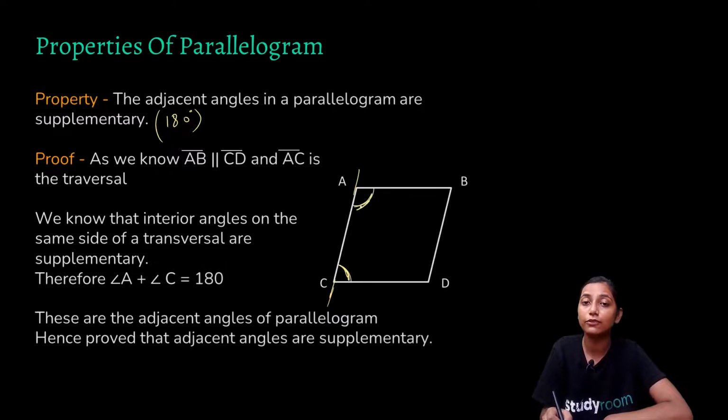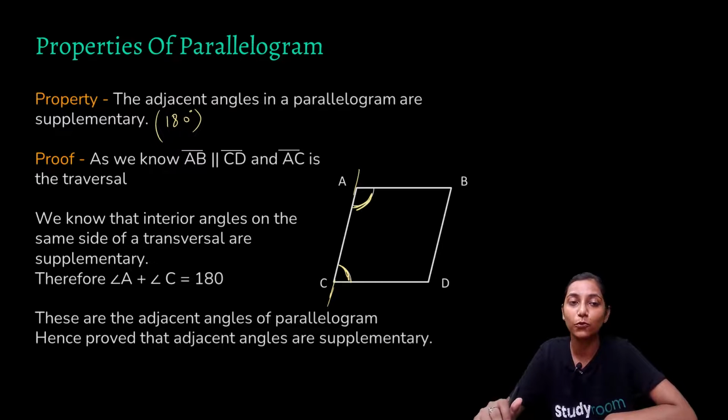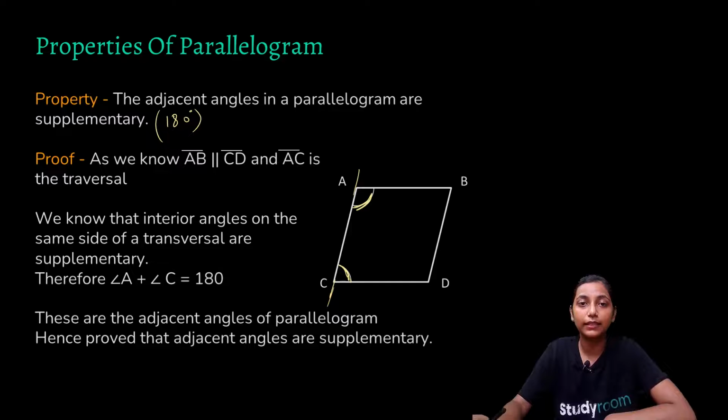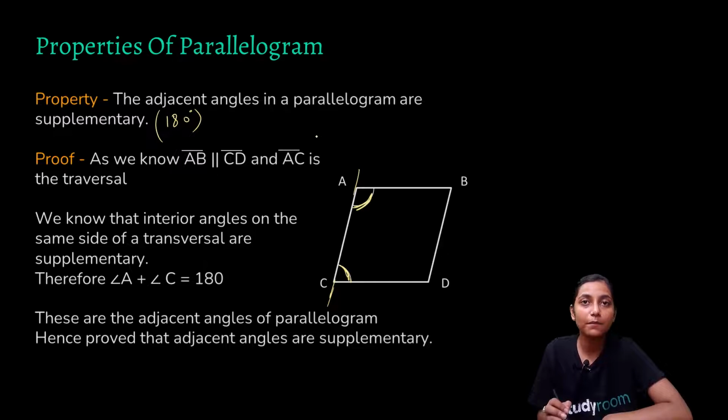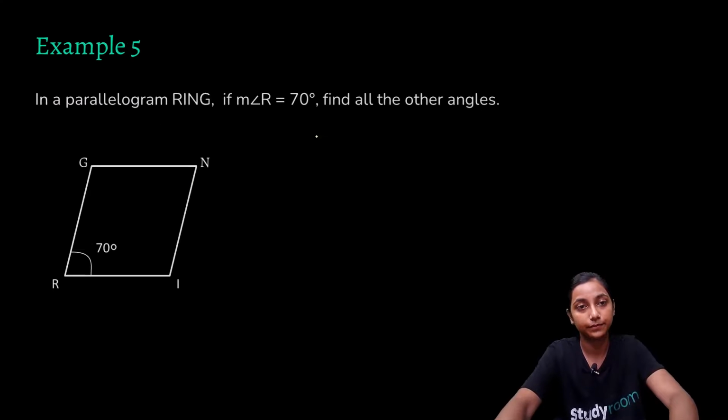We can say therefore that angle A plus angle C is going to be equal to 180 degree. And what are these? These are the adjacent angles of this parallelogram ABCD. Therefore, we have proved that adjacent angles of a parallelogram are supplementary. So this was the third property that we have proved for a parallelogram, that the adjacent angles in a parallelogram are supplementary, that is, their sum is equal to 180 degree.